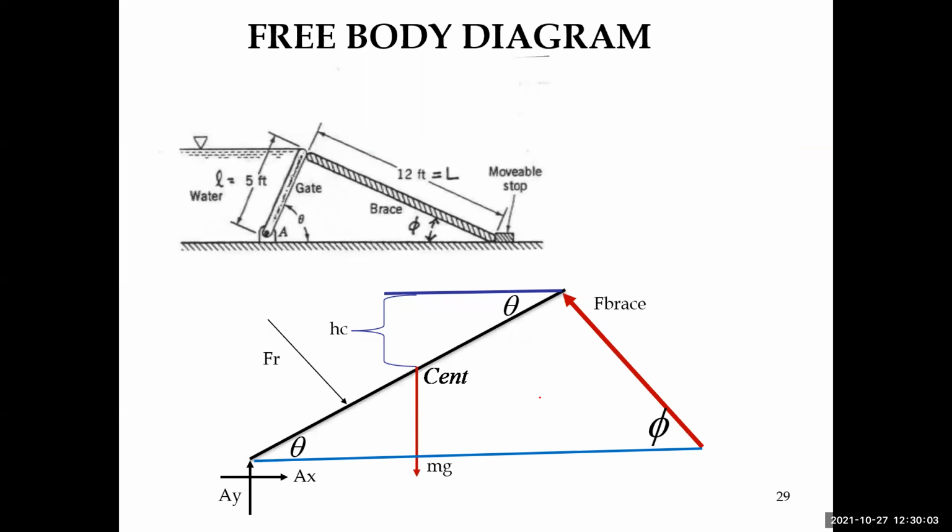So let's look at this problem. If I look at a free body diagram of the gate itself, this is my plate. This is the centroid. This is F sub R. F sub R is normal to the plate, acting at an angle theta. The brace is acting at an angle phi to the x-axis, and the brace is acting normal or perpendicular to the plate. And we have hinge reaction forces, AX and AY.